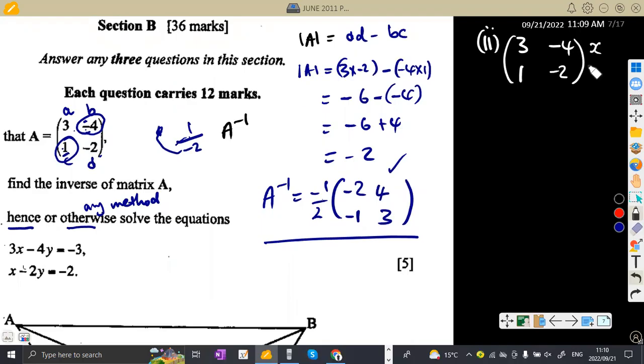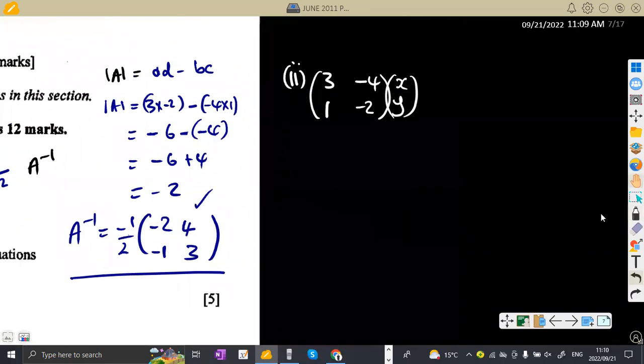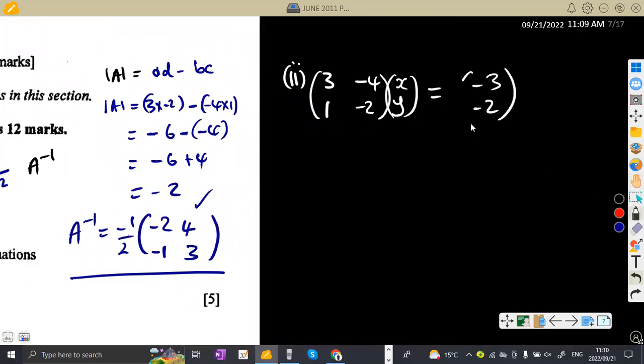We multiply by x and y, which are the variables that you're given. Whatever you're going to get is minus 3 and minus 2, so you use minus 3 and minus 2 in matrix form. So it's going to be equal to minus 3, minus 2. So this is the format that you're supposed to have.